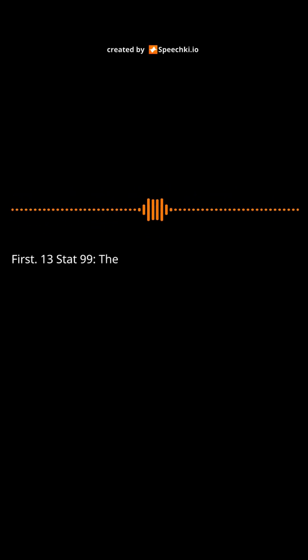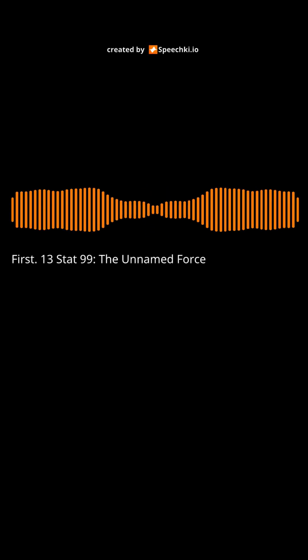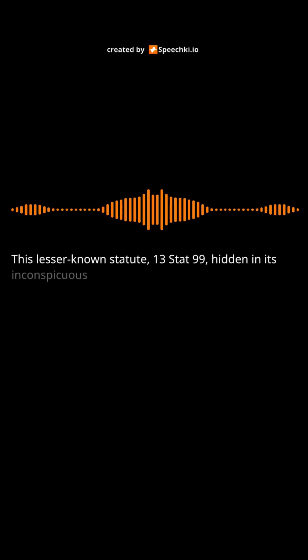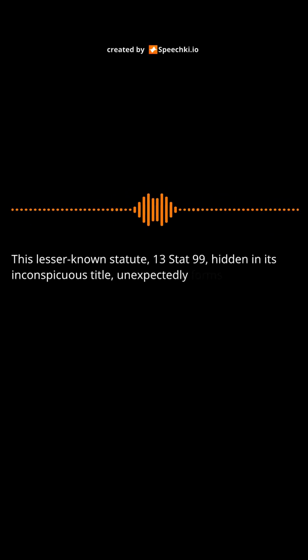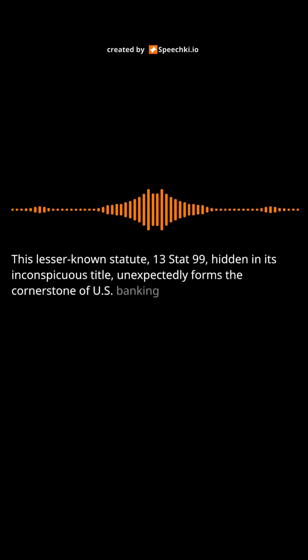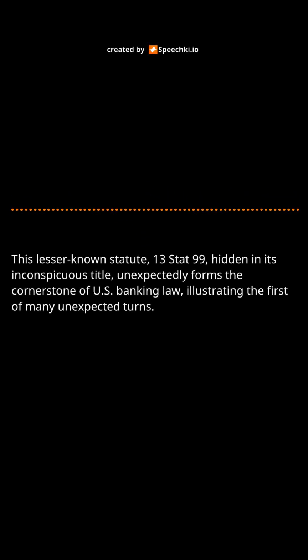Legal frameworks with varied weights. First, 13 Stat 99, the unnamed force. This lesser-known statute, 13 Stat 99, hidden in its inconspicuous title, unexpectedly forms the cornerstone of U.S. banking law, illustrating the first of many unexpected turns.